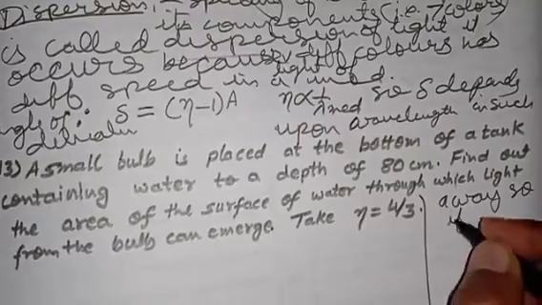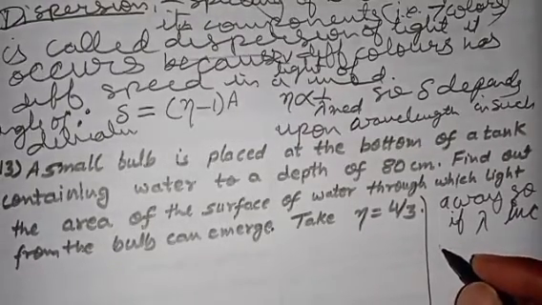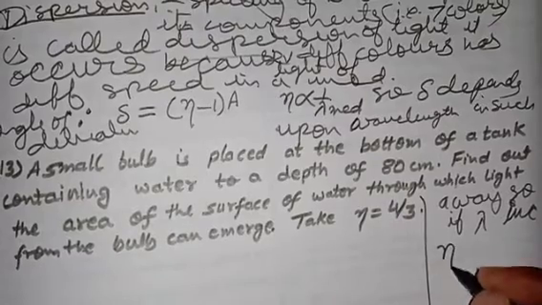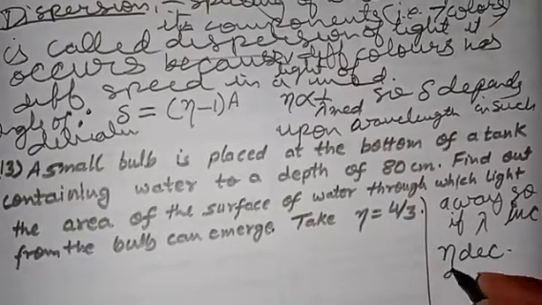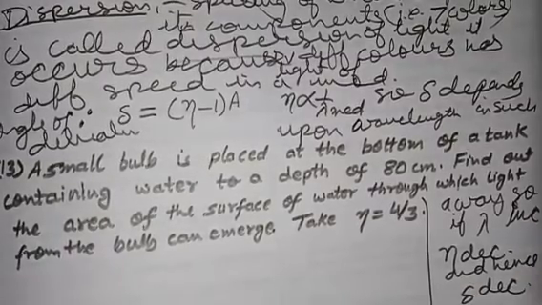So if lambda increases, eta decreases, and hence delta decreases.